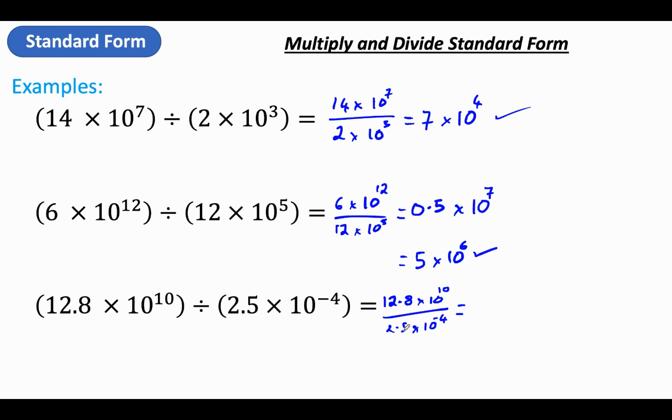So 12.8 divided by 2.5 is 5.12. 0.12 times 10 to the power of.